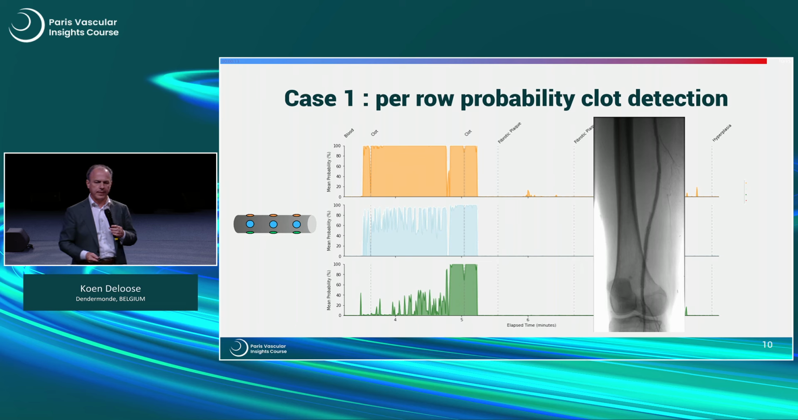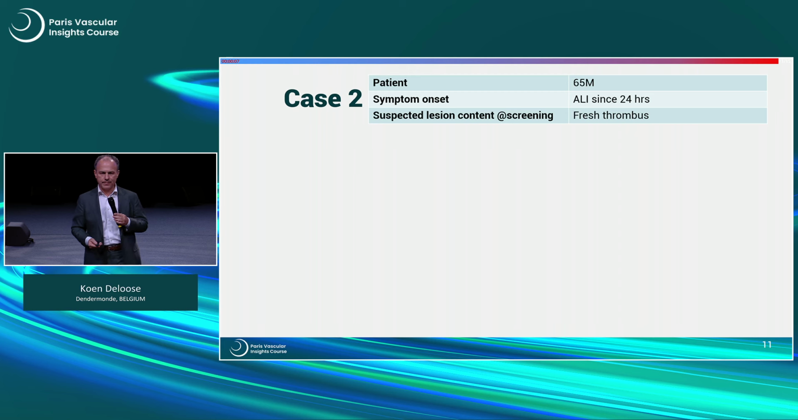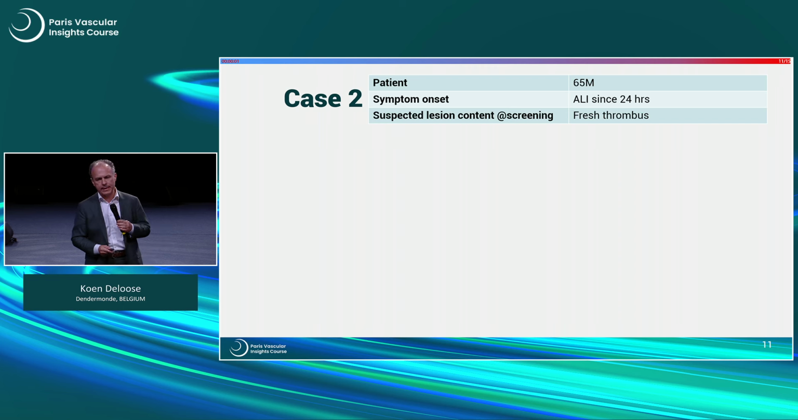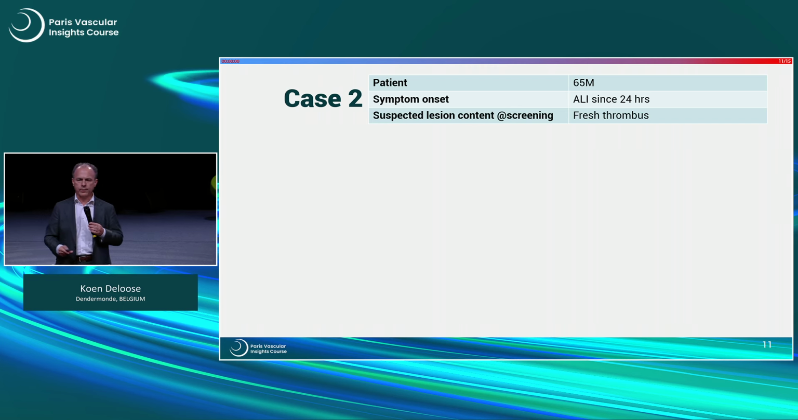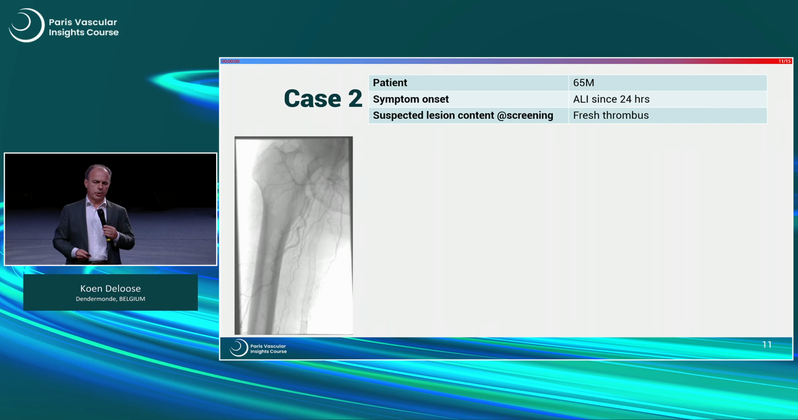As you can see over there, this was the final outcome without any distal embolization. A second case, very short: a 65-year-old male patient, with clearly the story of acute limb ischemia since 24 hours, a pale, cold foot. So fresh thrombus, no discussion about this.